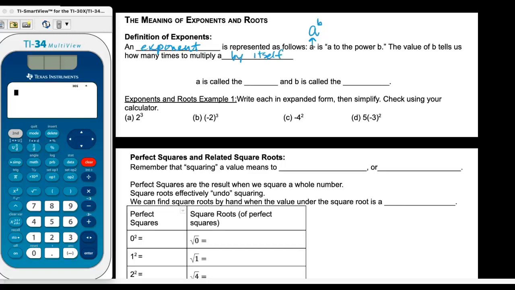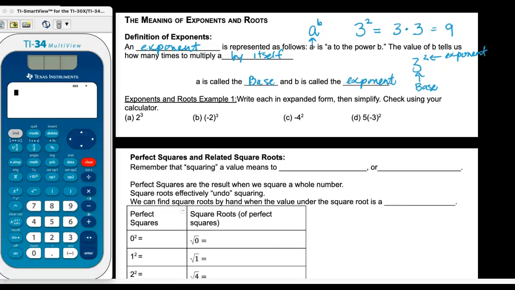And another example, to use real numbers, is 3 to the second power, or 3 to the power of 2. That tells us to take 3 and multiply it by itself 2 times, and that gives us 9. A is called the base, and b is called the exponent. And to look at my other example, 3 to the second power, the 3 is called the base, and the smaller 2 is called the exponent.